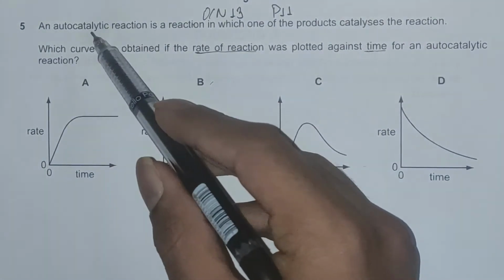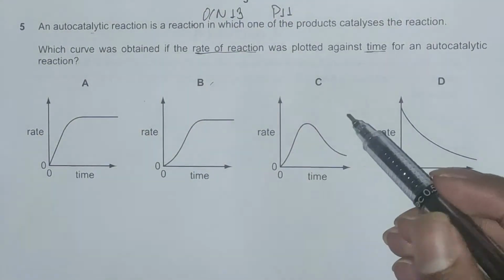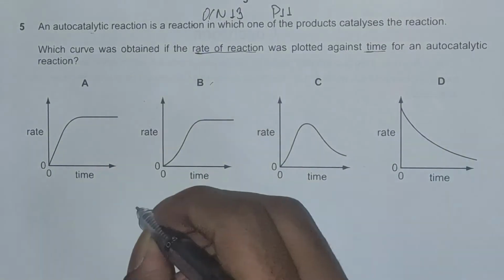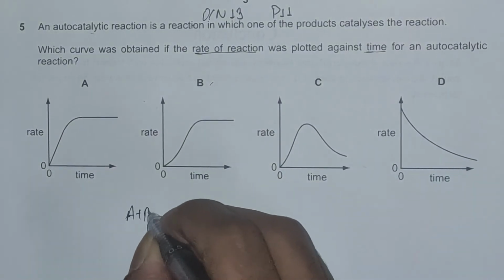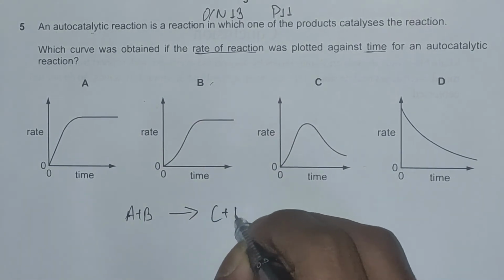So in autocatalytic reaction, the product catalyzes the reaction. So basically what happens is, at first we'll start with two reactants. Let's say the two reactants are A and B. A plus B would give us, let's say, C plus D.